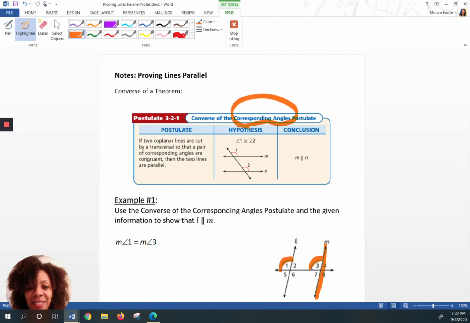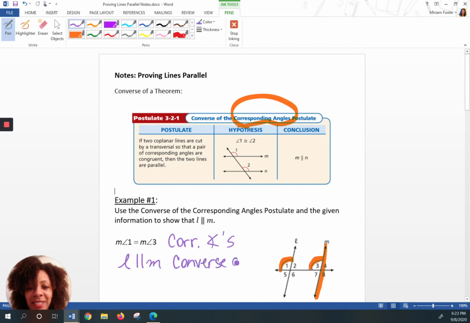So, based off of me knowing that corresponding angles are congruent, I can actually prove that since these are corresponding angles, and I'm going to abbreviate corresponding angles, then I can prove that line L, based off of this is what I'm looking at, but this is my conclusion if I'm looking at the postulate, that line L is indeed parallel to line M. And why? The reason would be because of the converse of the corresponding angles postulate. So that's what you would write when you're trying to prove something.